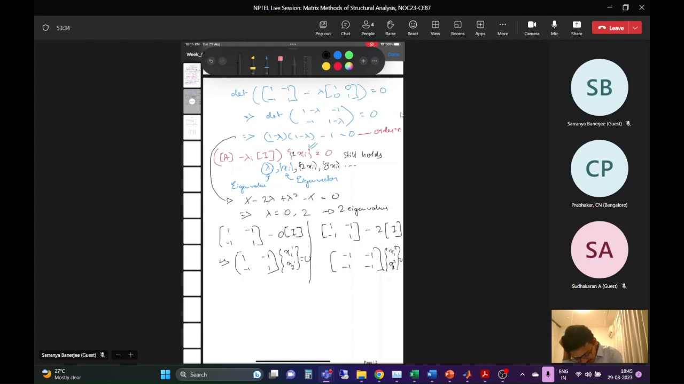So here the interesting part is we assume x1 1 equals to 1. Then we get a value of x2 1. If we assume x1 1 equals to 1, then x2 1 is also equals to 1. If we assume x1 2 equals to 1, then x2 2 equals to minus 1. Is this clear?